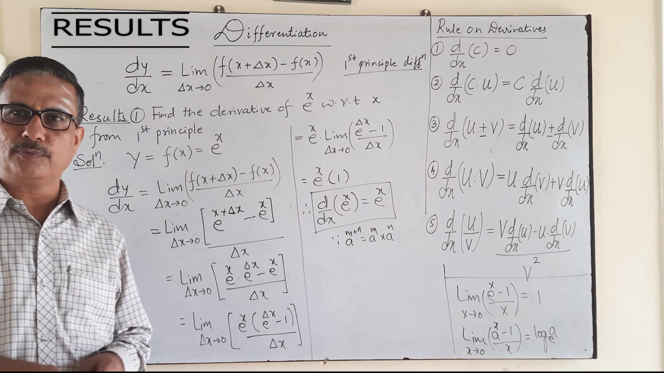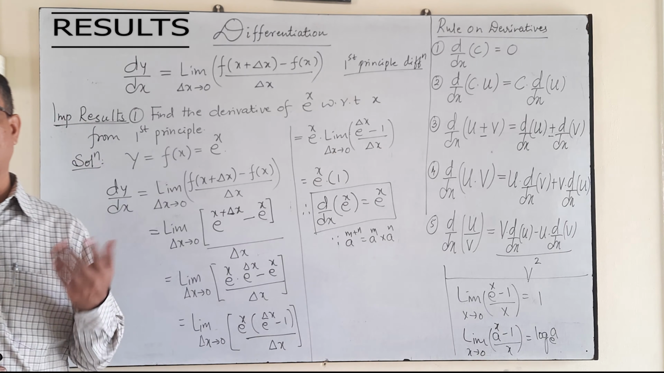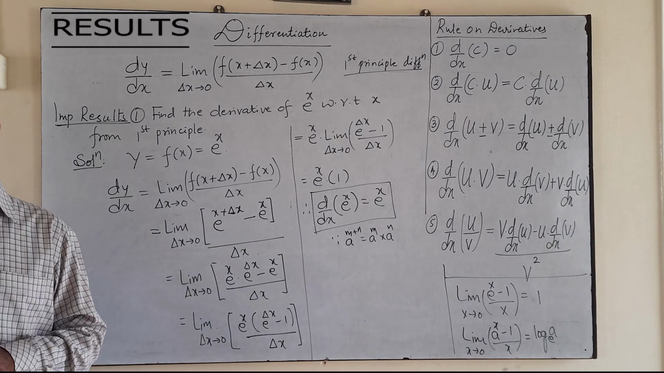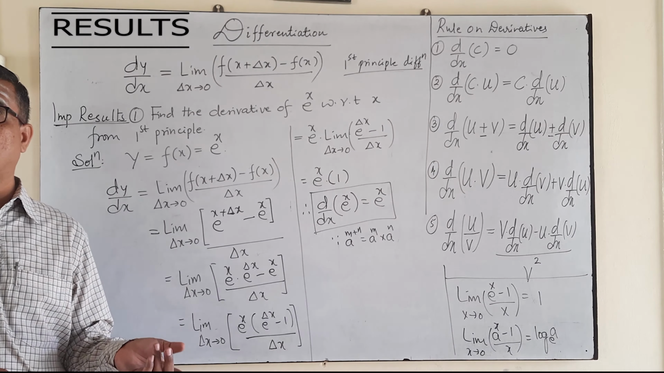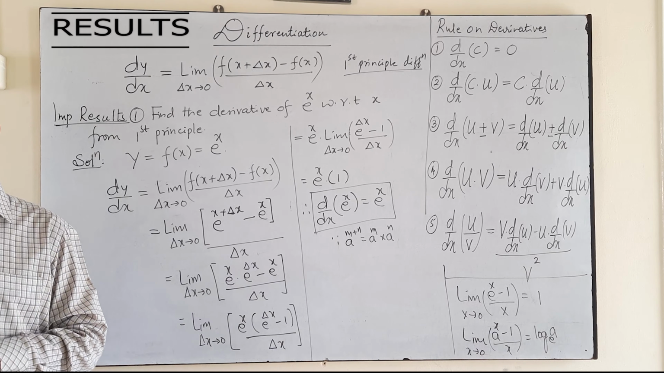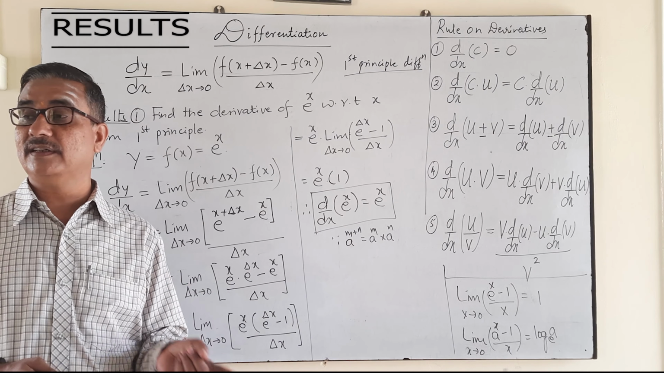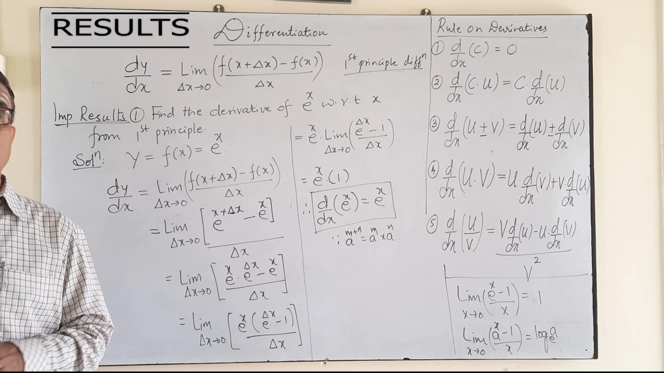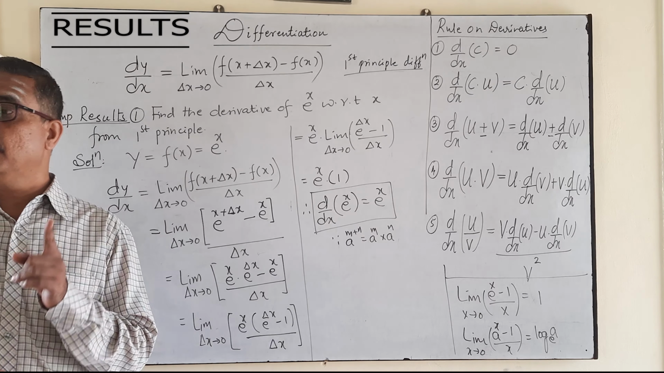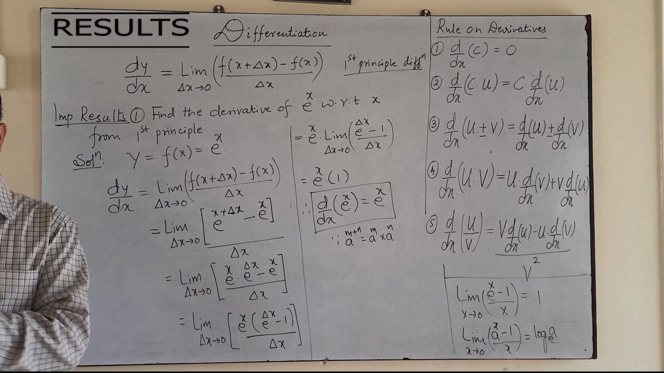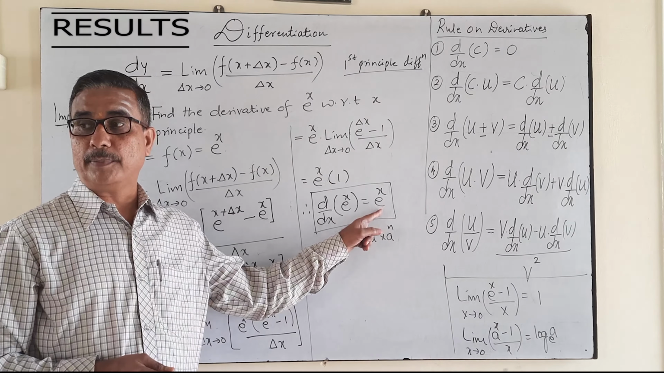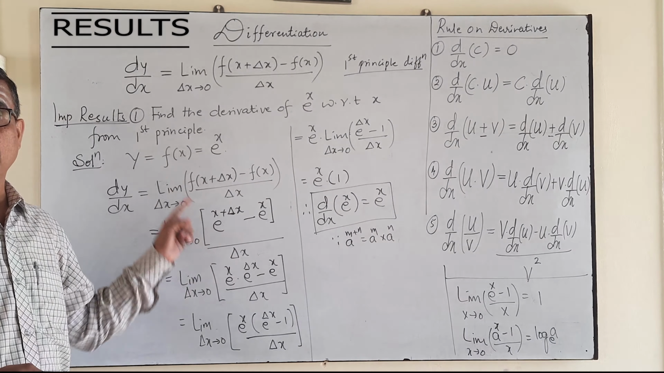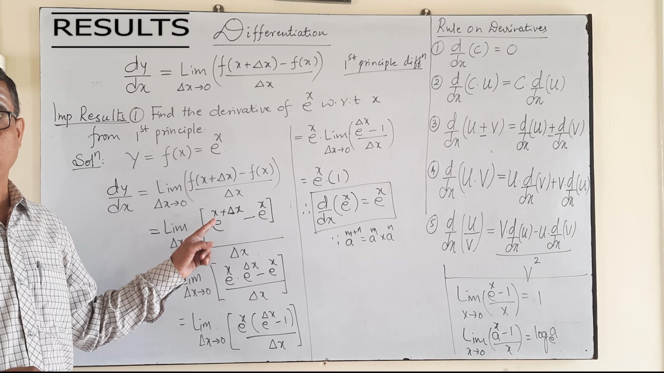Derivative of sin x formula, cos x. Derivative of cos x is minus sin x. Derivative of tan x is secant square x. Derivative of cot x is minus cosecant square x. Derivative of secant x is secant x into tan x. Derivative of cosecant x is minus cosecant x into cot x. Then one more formula, derivative of e power x is e power x. Practice more, this is most important for marks.